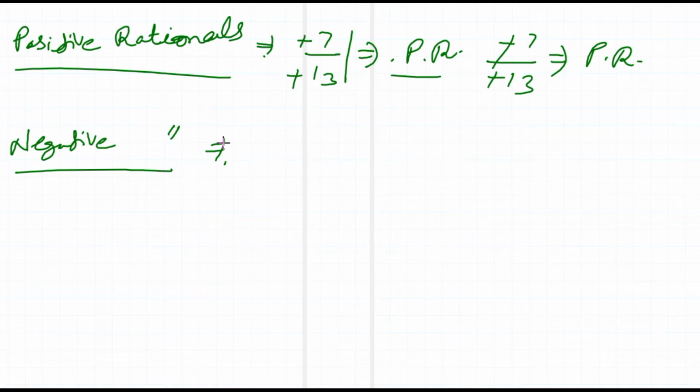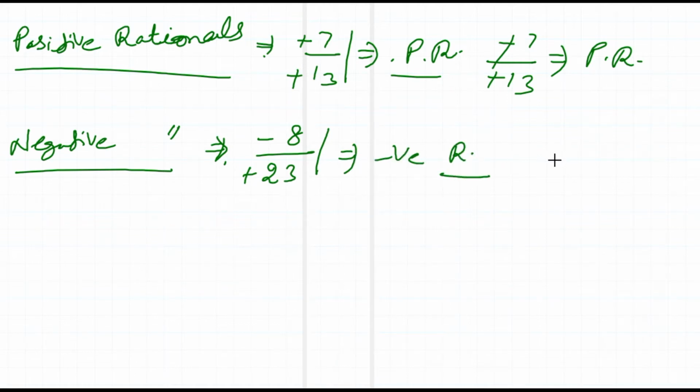Numerator and denominator with opposite signs, like this. This is positive, this is negative, so this is a negative rational. In the same way, if I write 61 upon minus 14, this is positive, this is negative, so this is also a negative rational. Keep it in mind.